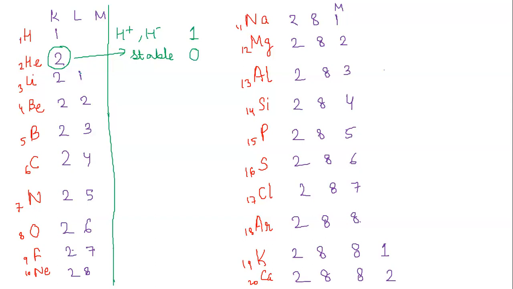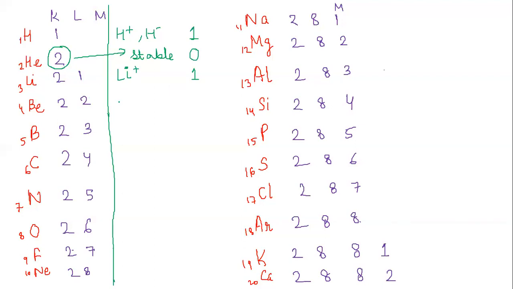So lithium cannot gain 7 electrons. That is very difficult for lithium. So it will lose 1 electron to make its K shell completely filled. So it will lose 1 electron and form a cation. That is Li+. So the number of electrons lost is 1, so valency will be 1.